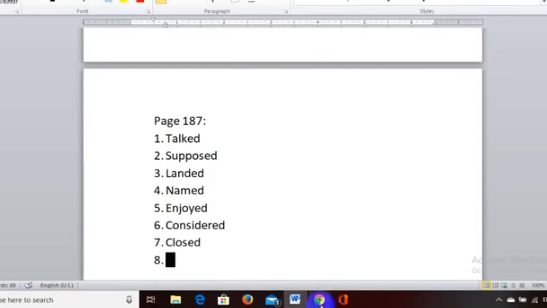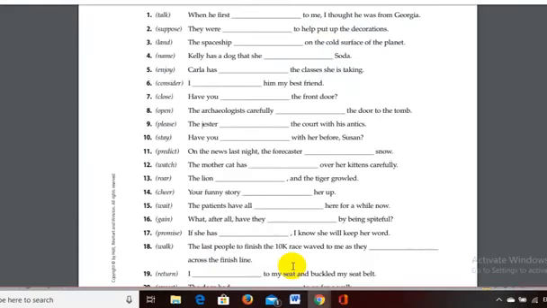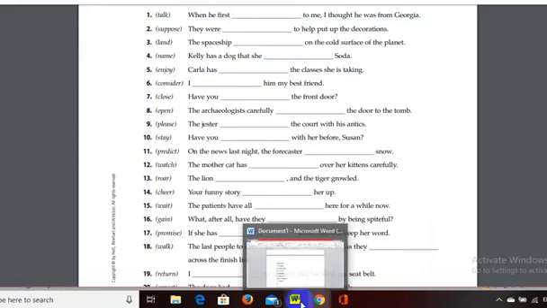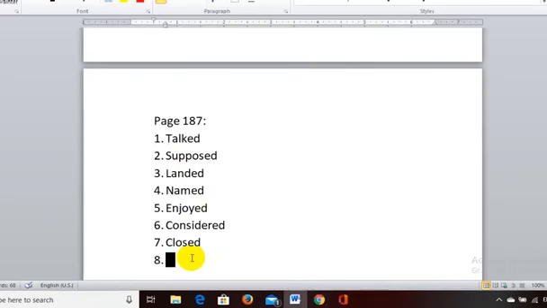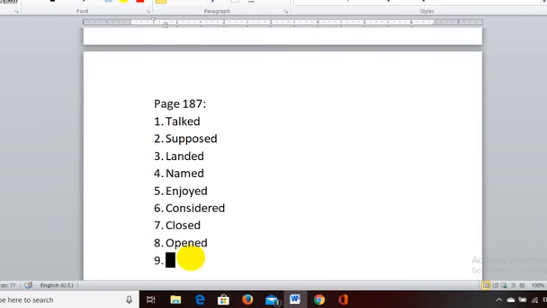Number 8. The archaeologist carefully the door to the tomb. So we have the verb open. The base form is open. We're going to change that to opened. We're going to add ED, right? So opened. Alrighty, number 9.